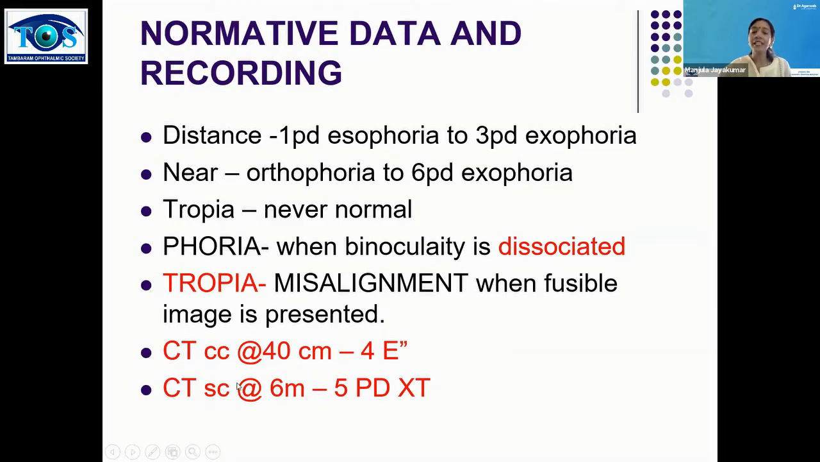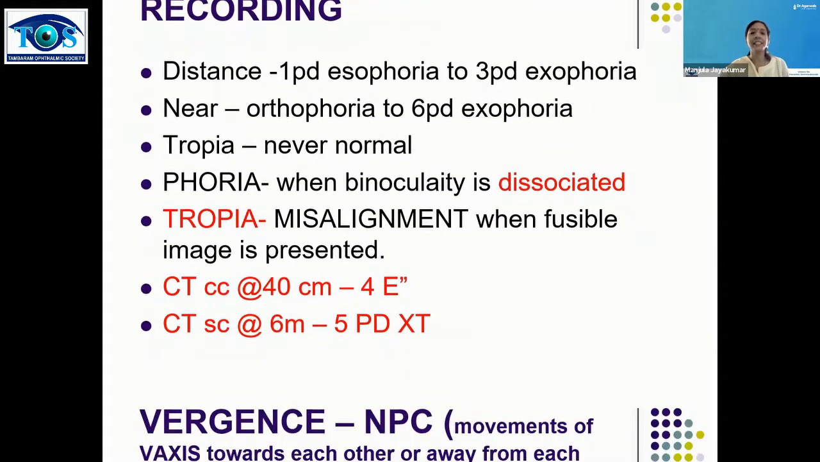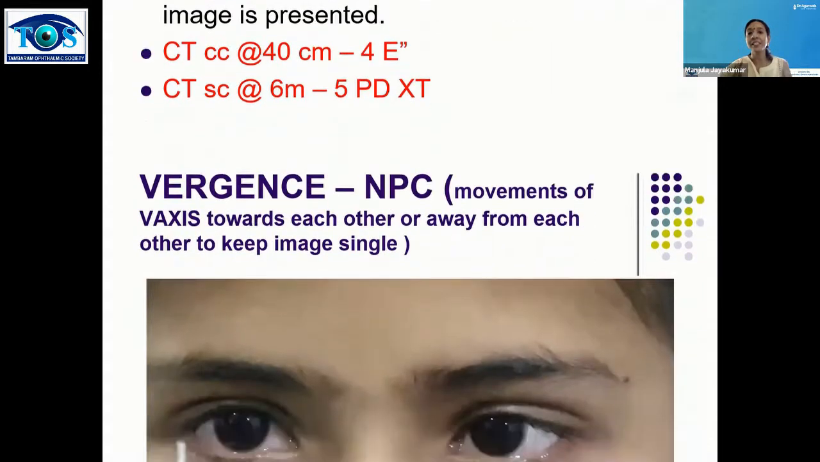If you are doing cover test with correction at 6 meters, put it CC, and this is 5 prisms of exotropia. So this is how you'll record your findings, and this is your normative data to start working on your BD problems, and then you go on to the next step. The next step is assessing divergences.